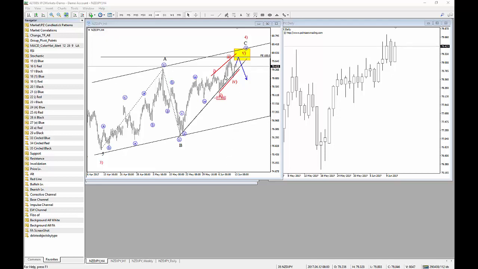Okay, so this could be a play here on the New Zealand dollar against the yen, waiting on a 5-wave reversal on the lower time frame charts from this highlighted resistance area. It's very important for me to wait on this and see this 5-wave decline before I may act and go with the bearish flow.